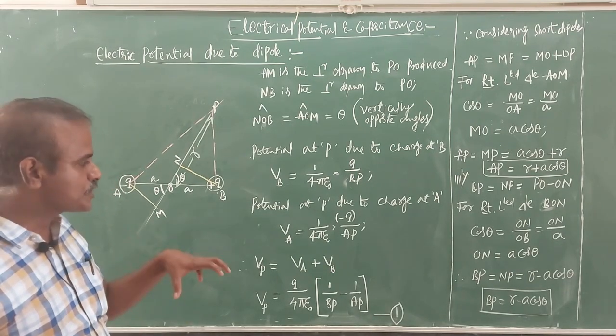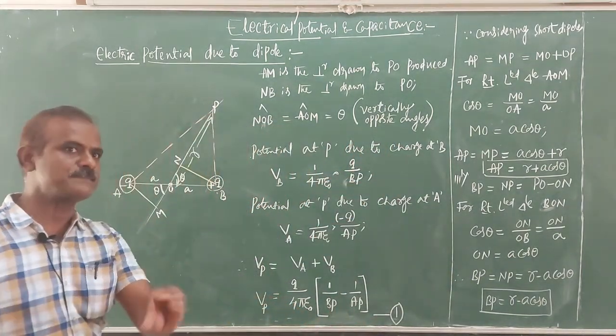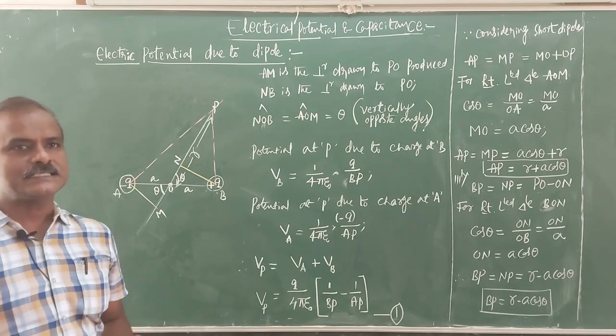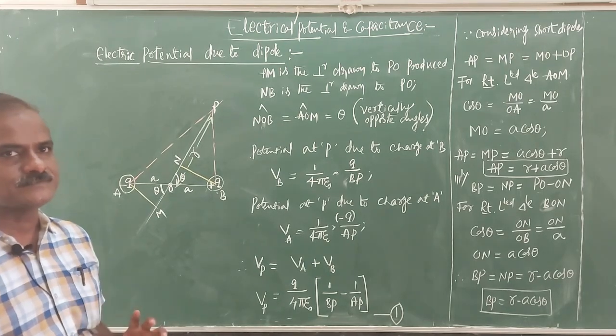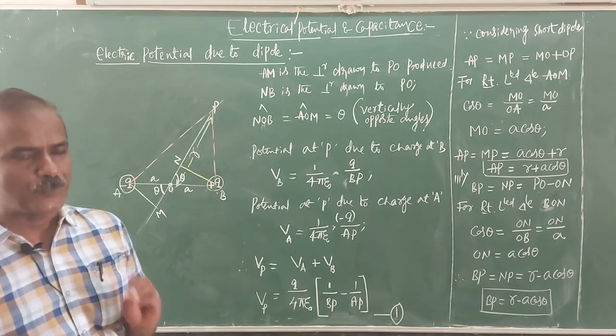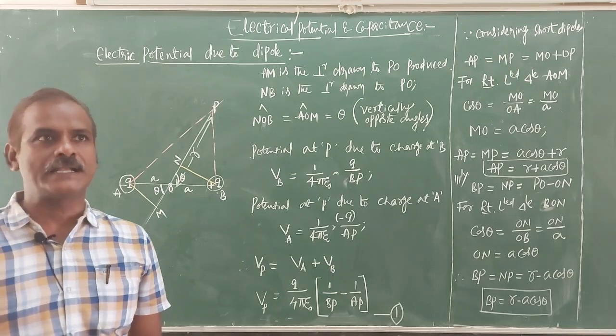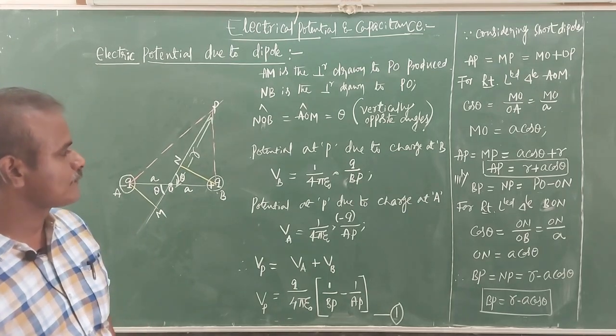The rest of the calculation is just substituting this AP and BP in equation 1 and simplifying. You will get the required result. You can simplify and write in some proper order, and you will get the electric potential due to a dipole.